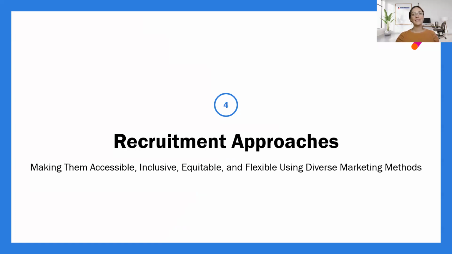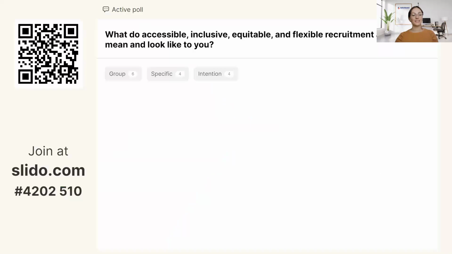So our final learning objective we have reached. And again, we are going to go ahead and start it off with a Slido because there are so many different definitions and meanings and values behind what accessibility, inclusivity, equitable, and flexibility means. So I'd love to hear from you when you hear all of this. What does this look like as you are thinking through recruitment approaches?